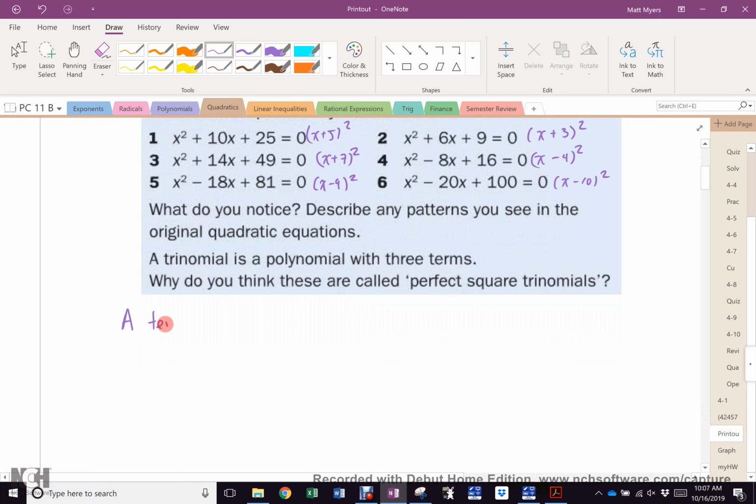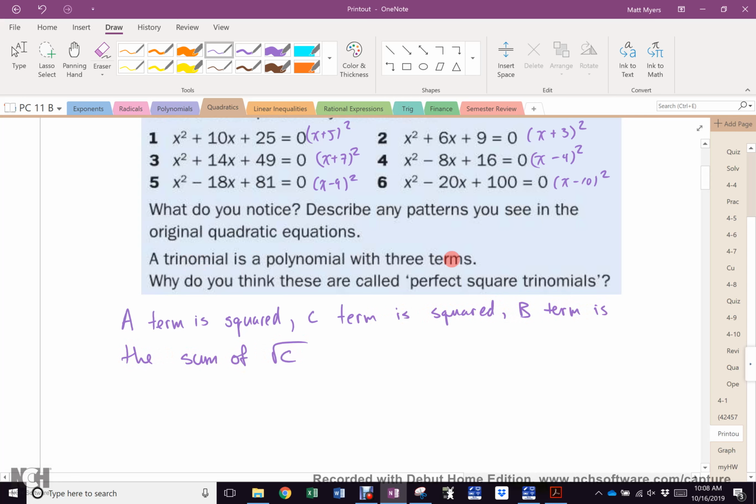A term is squared. C term is squared. The B term is the sum of the root of C. Right? Right?